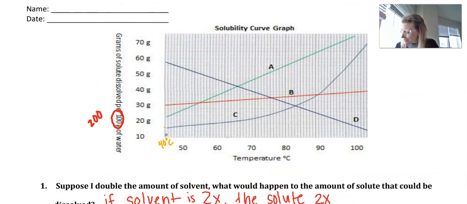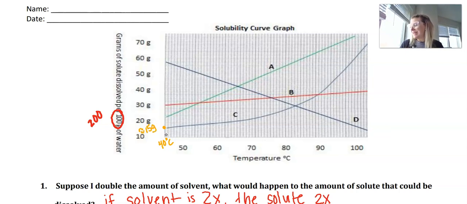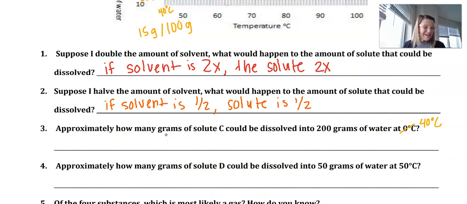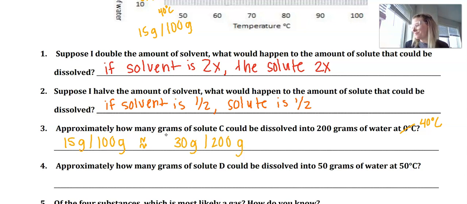So I'm going to read up here to 40 degrees. I'm going to say this is approximately 15 grams. And again, that'd be 15 grams per 100 grams of water, but I have 200 grams of water, and therefore 15 grams per 100 grams means I would have 30 grams per 200 grams.